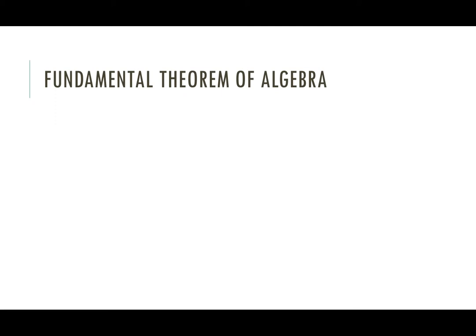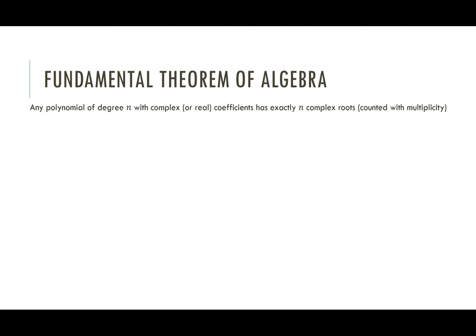Okay, so the fundamental theorem of algebra can be stated in a lot of different ways. One way to state it is as follows. We say any polynomial of degree n with complex coefficients, I say complex or real here because real numbers are complex numbers too, technically, just special ones. Any polynomial of degree n with complex coefficients has exactly n complex roots if we count them with multiplicity. So let's see what we mean by that.